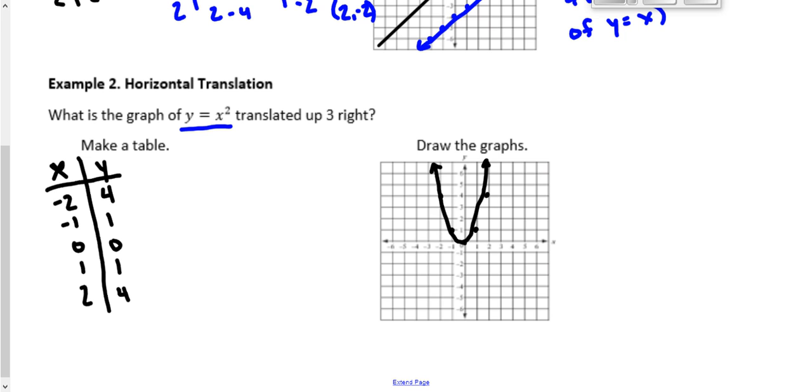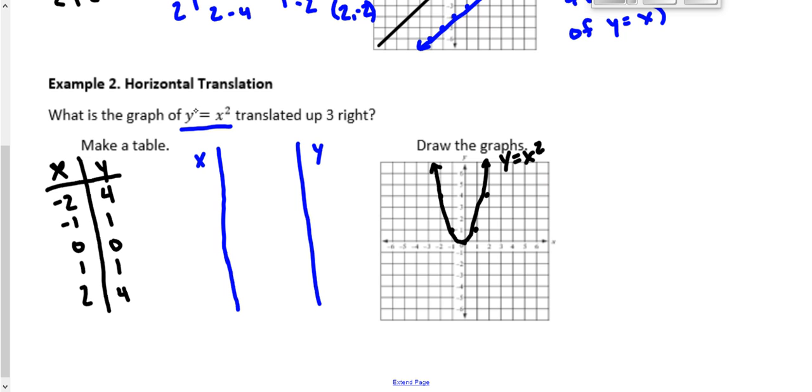This is our original, and please pardon, I know my drawing's not perfect there, but this would be y is equal to x squared. Now what we want to do is see what happens when we translate it up 3 right. Okay, so this would change my x value. So what's going to happen is I'm going to have x, I'm going to put my middle table, and then I'm going to put my y value over here.